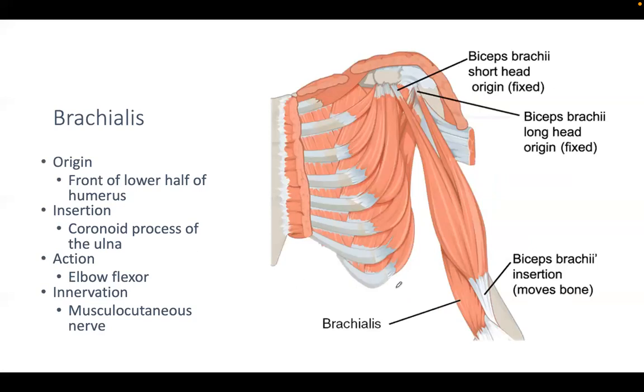Now, what about the brachialis? Look at the brachialis here. Where is the brachialis inserted? It is inserted into the coronoid process of the ulna. Coronoid process of the ulna.